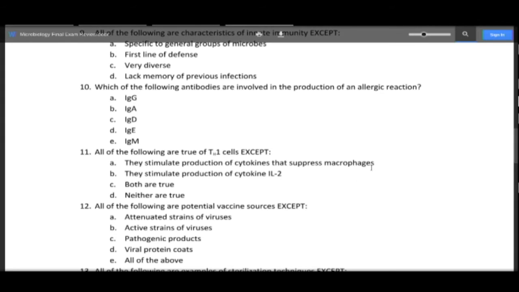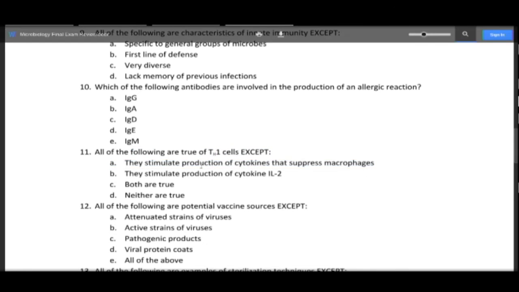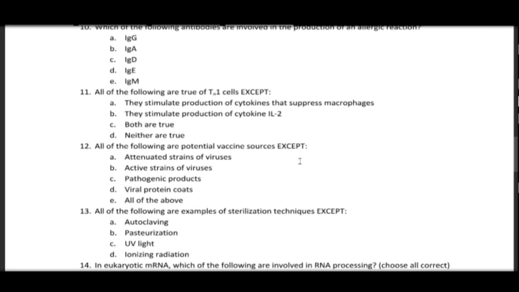So 11, not B. It's A because A is wrong, and we're looking for the exception, and A is the exception. Because we're not suppressing macrophages, we're doing the opposite. But good catch, good catch.